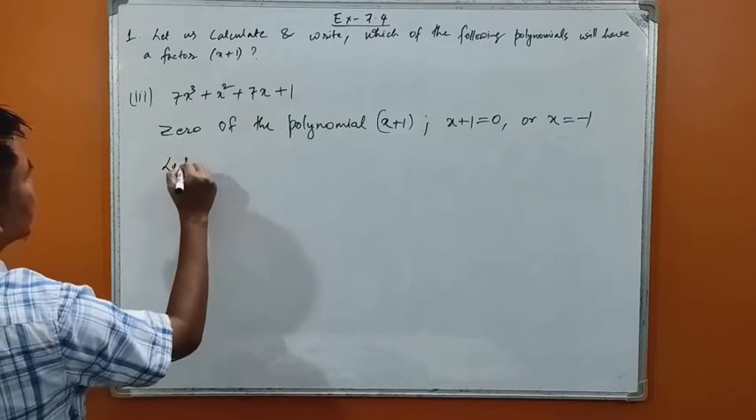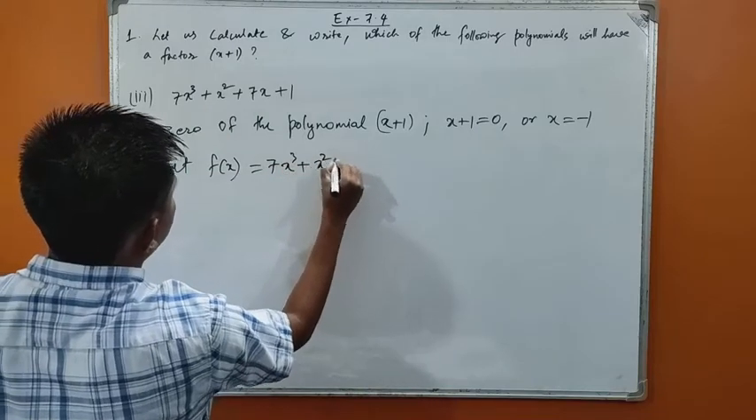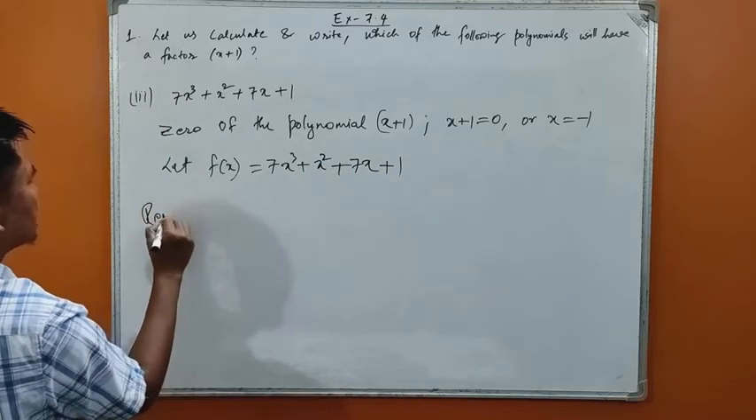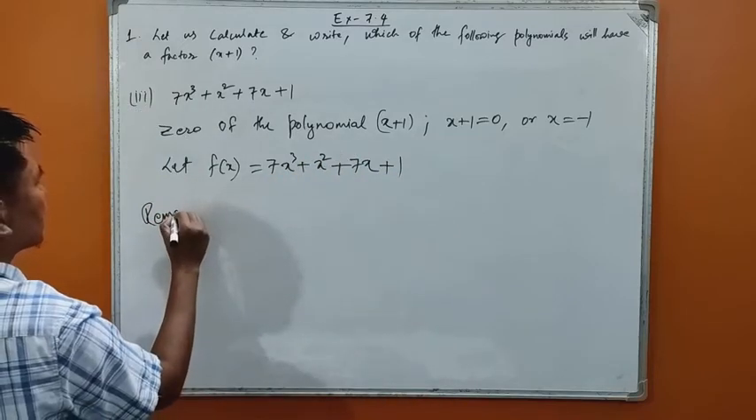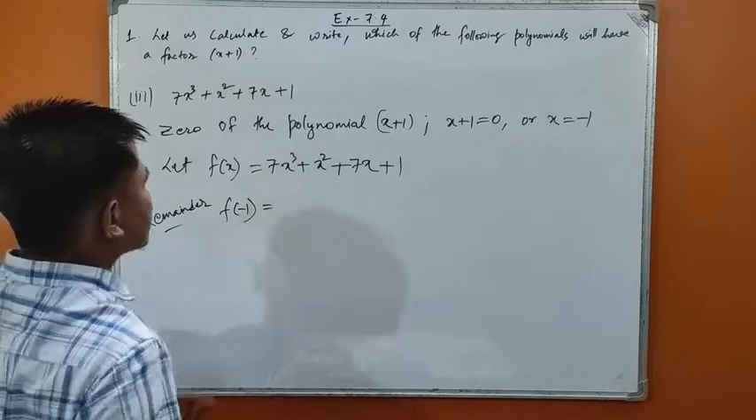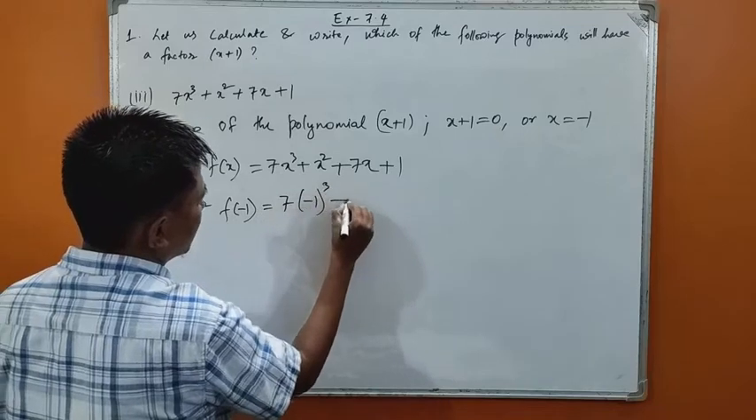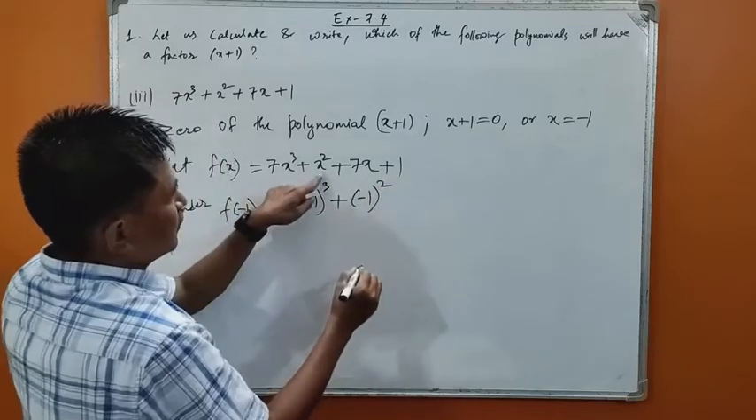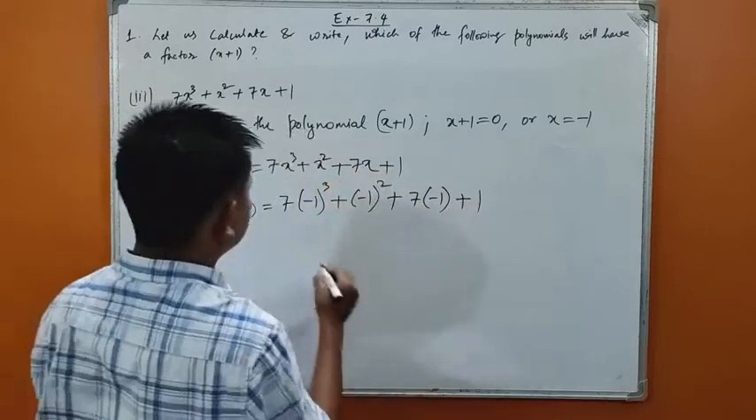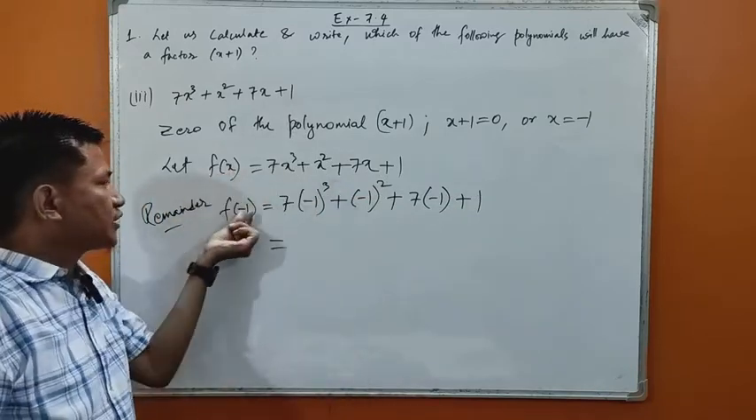Now let f(x) equal 7x^3 + x^2 + 7x + 1, isn't it? So remainder will be how much? f(-1), isn't it? From the remainder theorem we know that f(-1). So instead of x we write -1. 7 into (-1)^3 plus (-1)^2 plus 7 into x means -1 plus 1. Are you getting me? Yes. Instead of x, since f(x) is this, so instead of x we write -1.